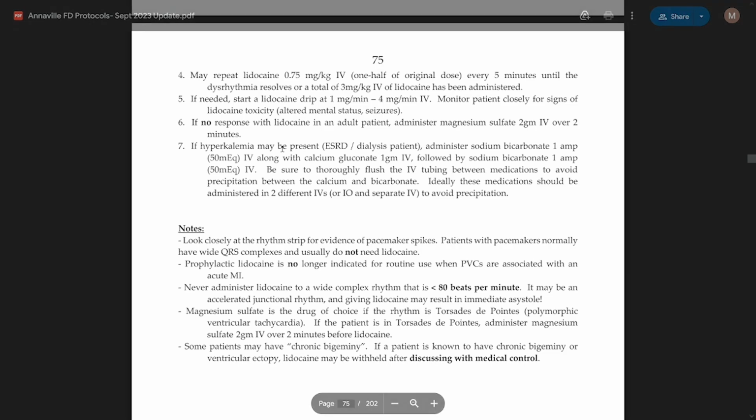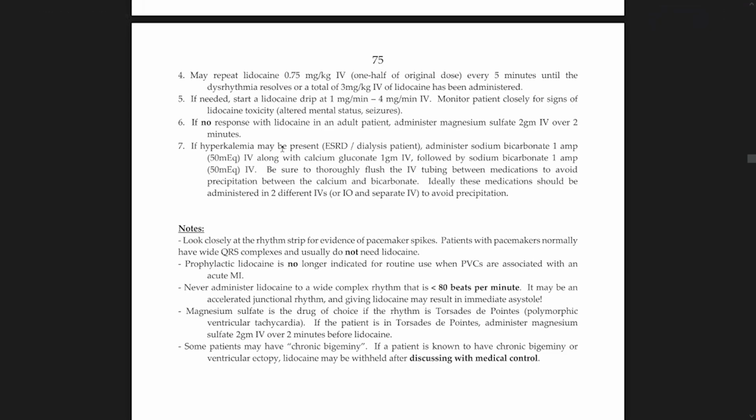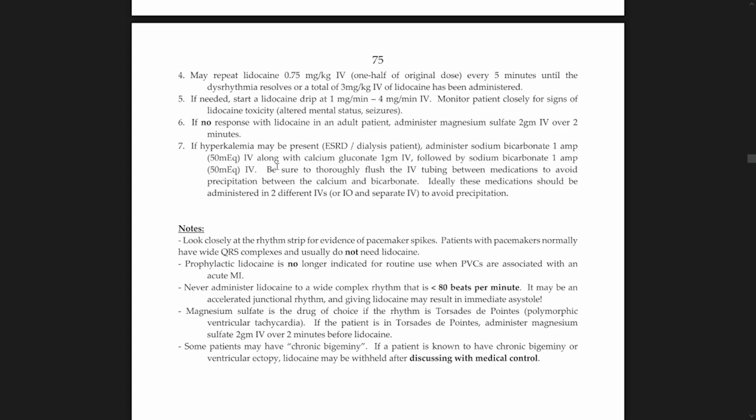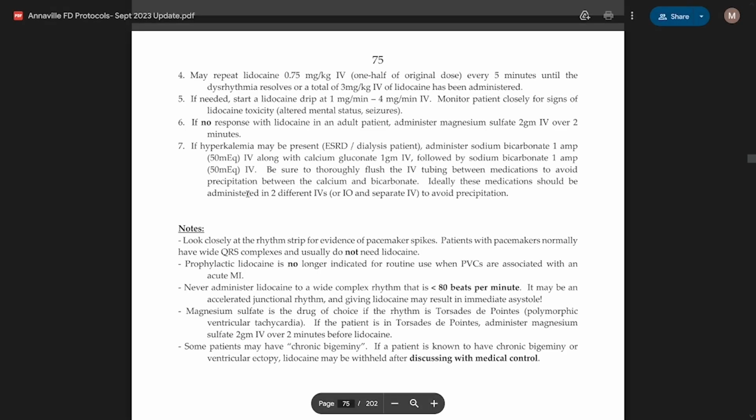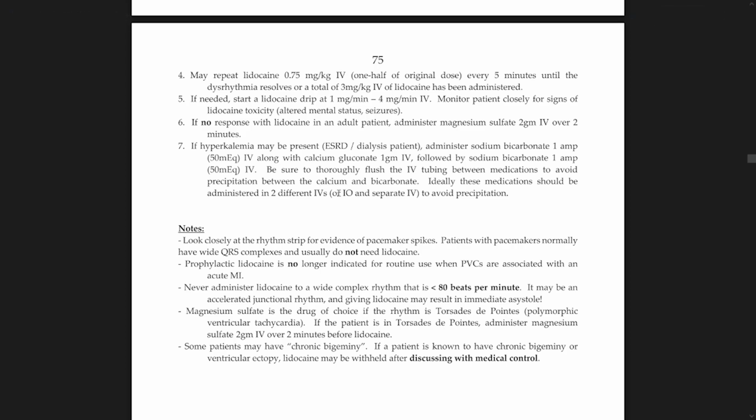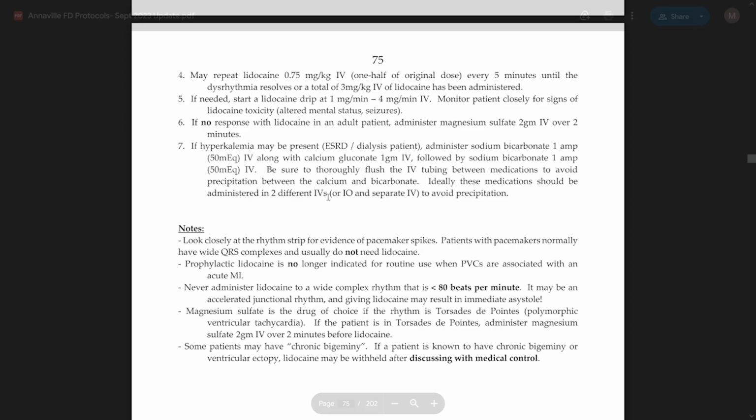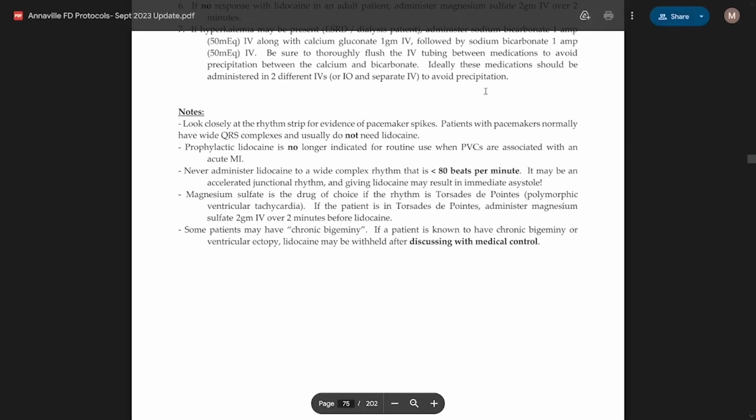If hyperkalemia may be present, such as an ESRD or dialysis patient, administer sodium bicarb at 1 amp, which is 50 milliequivalents, IV, along with calcium gluconate at 1 gram IV, followed by sodium bicarbonate 1 amp, 50 milliequivalents, IV. Be sure to thoroughly flush the IV tubing between the medications to avoid precipitation between calcium and bicarbonate. Ideally, these medications should be administered in 2 different IV ports to avoid precipitation.